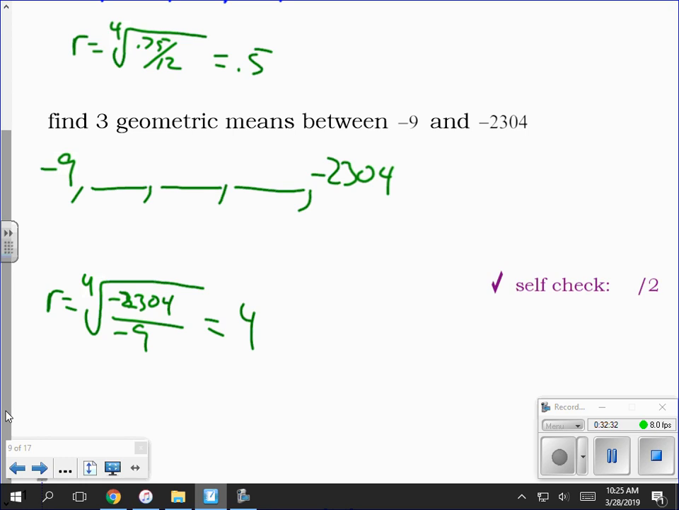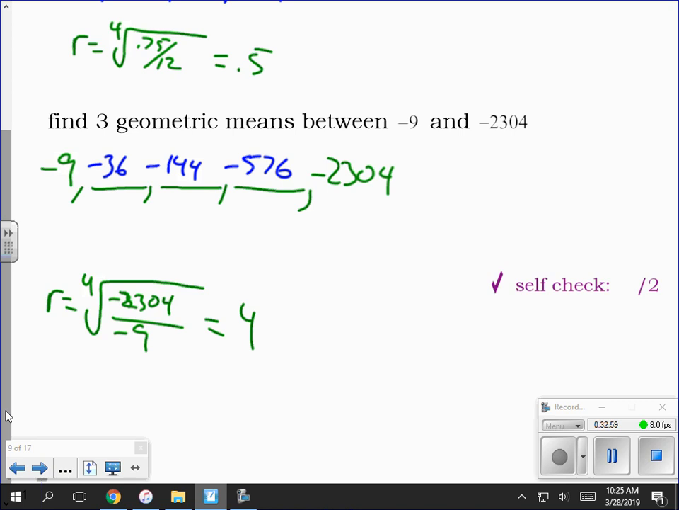So then we do this. So, and this one, -9 times 4. So I get -36, -144, and then times 4, -576.